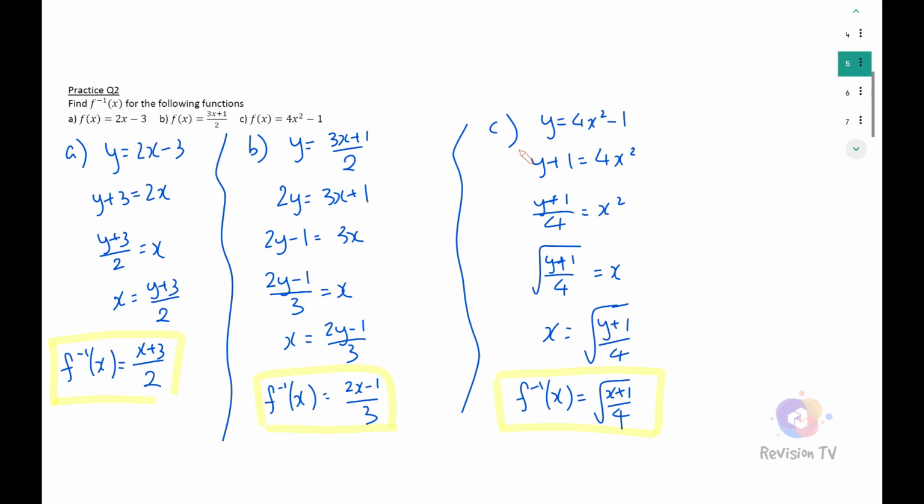Now, part C is an interesting one. Mainly because some of you might have the question, hang on, sir, when you square root, do you not have plus and minus? Where's the plus and minus in the front? Now, if you do have this question when you were doing this, well done to you. The reason that we don't have plus and minus is mainly because of what we call the domain and range.